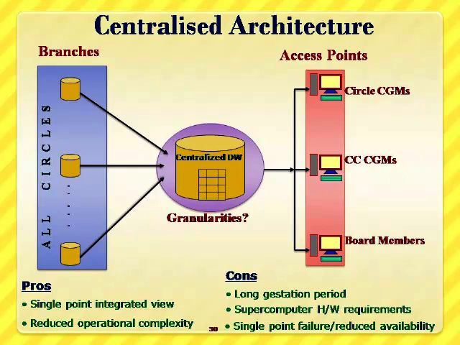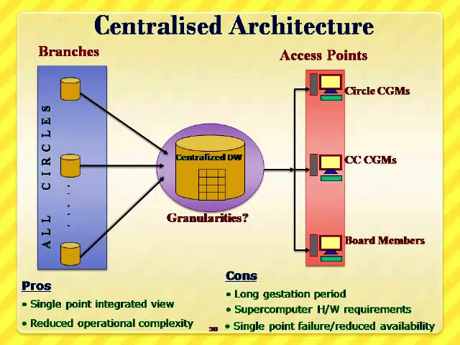We require supercomputer hardware because I am going to build all data in one place. The processing is going to increase. The response time I have to get in a very fast way for all the stakeholders. Therefore, I require a supercomputer there. Single point failure or reduced availability. If some problem comes in the central place, no stakeholders can access. Reduced availability, the system is not available for any stakeholders, all stakeholders. So, availability is reduced, single point failure.